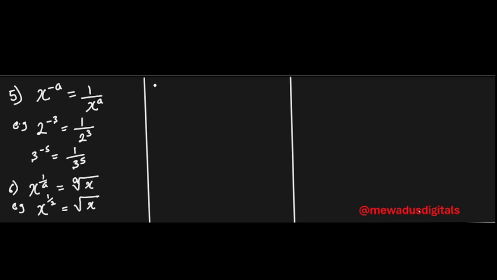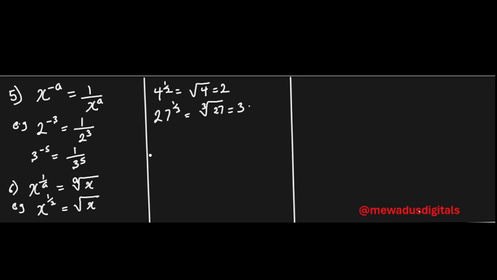Also, let's take another example. If we have 4 raised to power 1 over 2, what this means is the square root of 4, and that's going to give us 2. Also, if we have 27 raised to power 1 over 3, this means that we are going to have the cube root of 27, and that's going to give us 3.